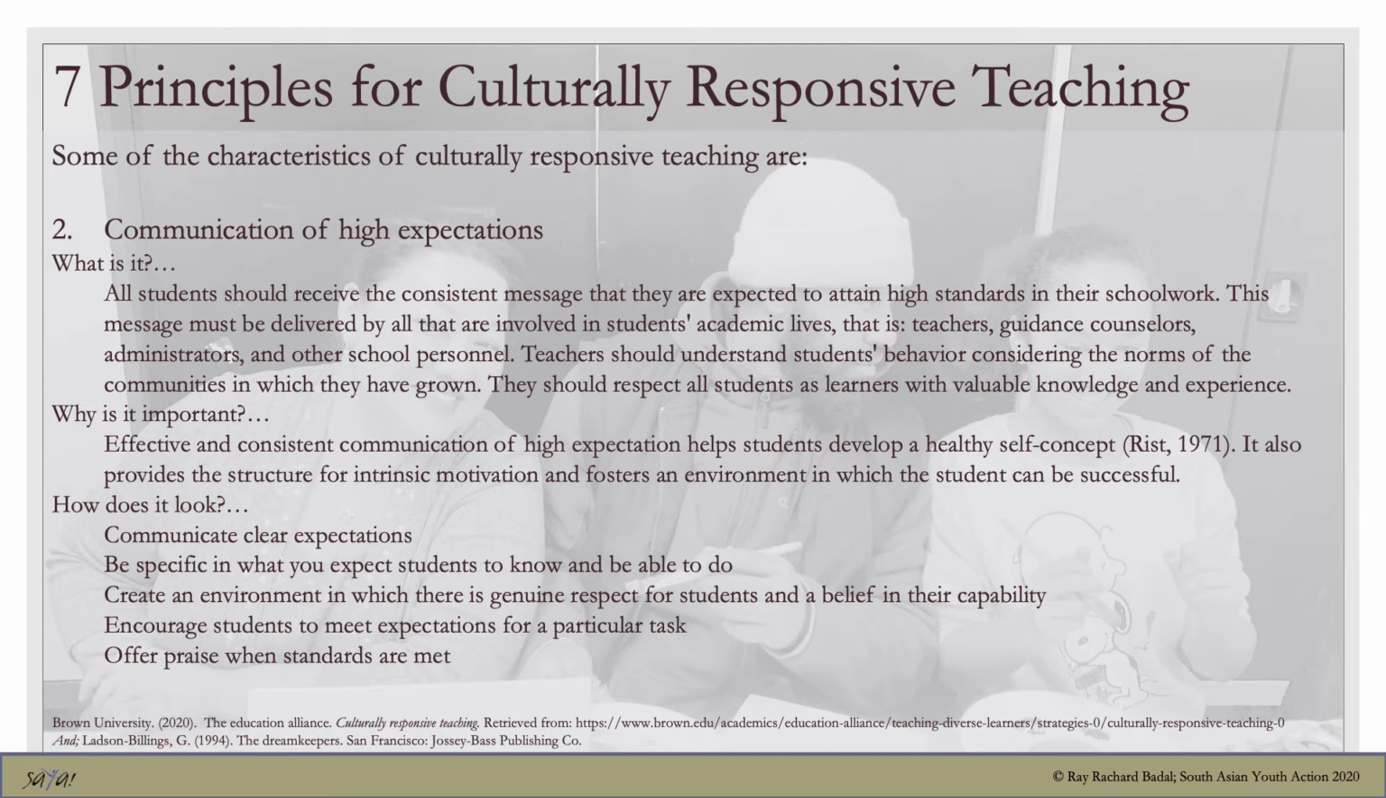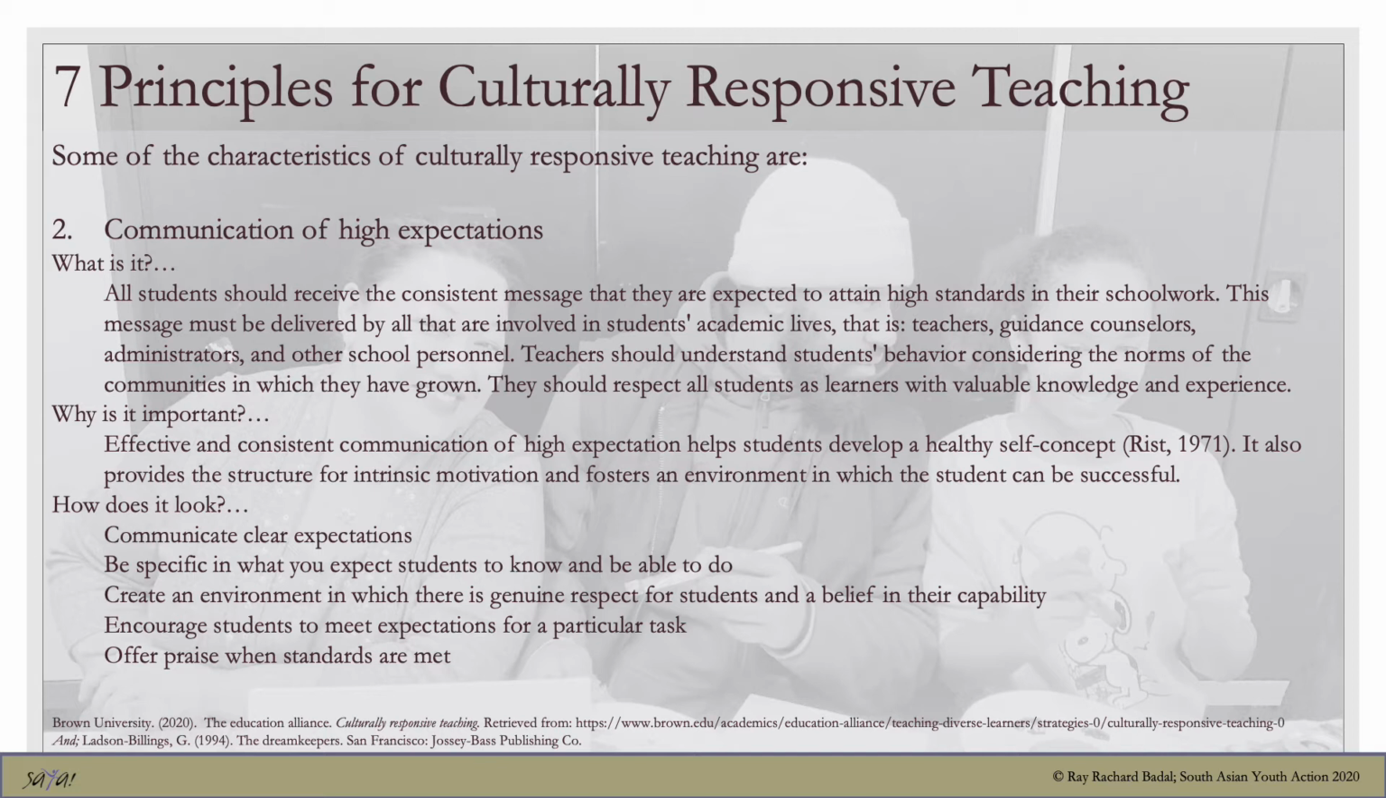Why is it important? Effective and consistent communication of high expectations helps students develop a healthy self-concept. It also provides the structure for intrinsic motivation and fosters an environment in which the student can be successful.